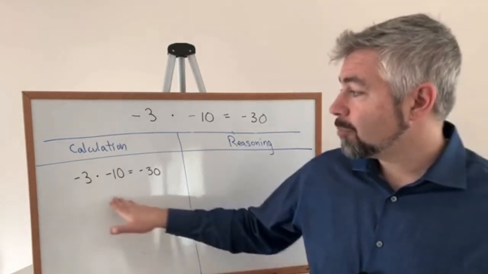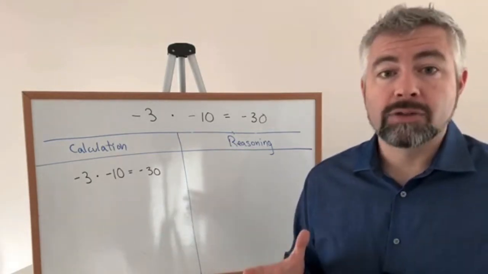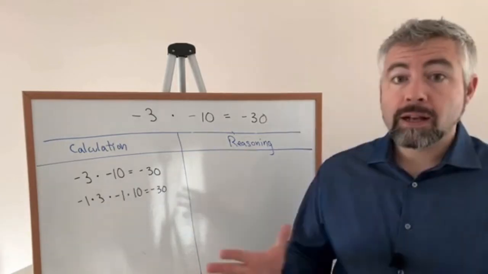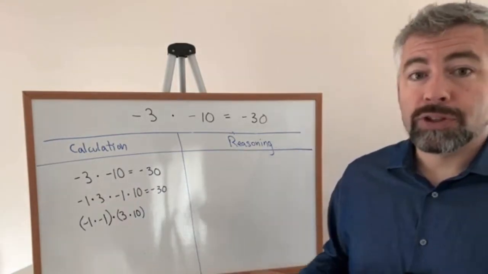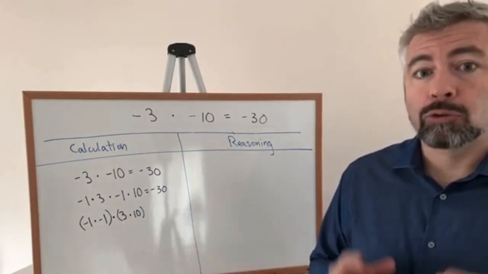First, I'm going to separate out my negatives from my whole numbers. Then I'm going to use commutative property and move my negatives out to the front. I've also used the associative property to add in some grouping symbols.